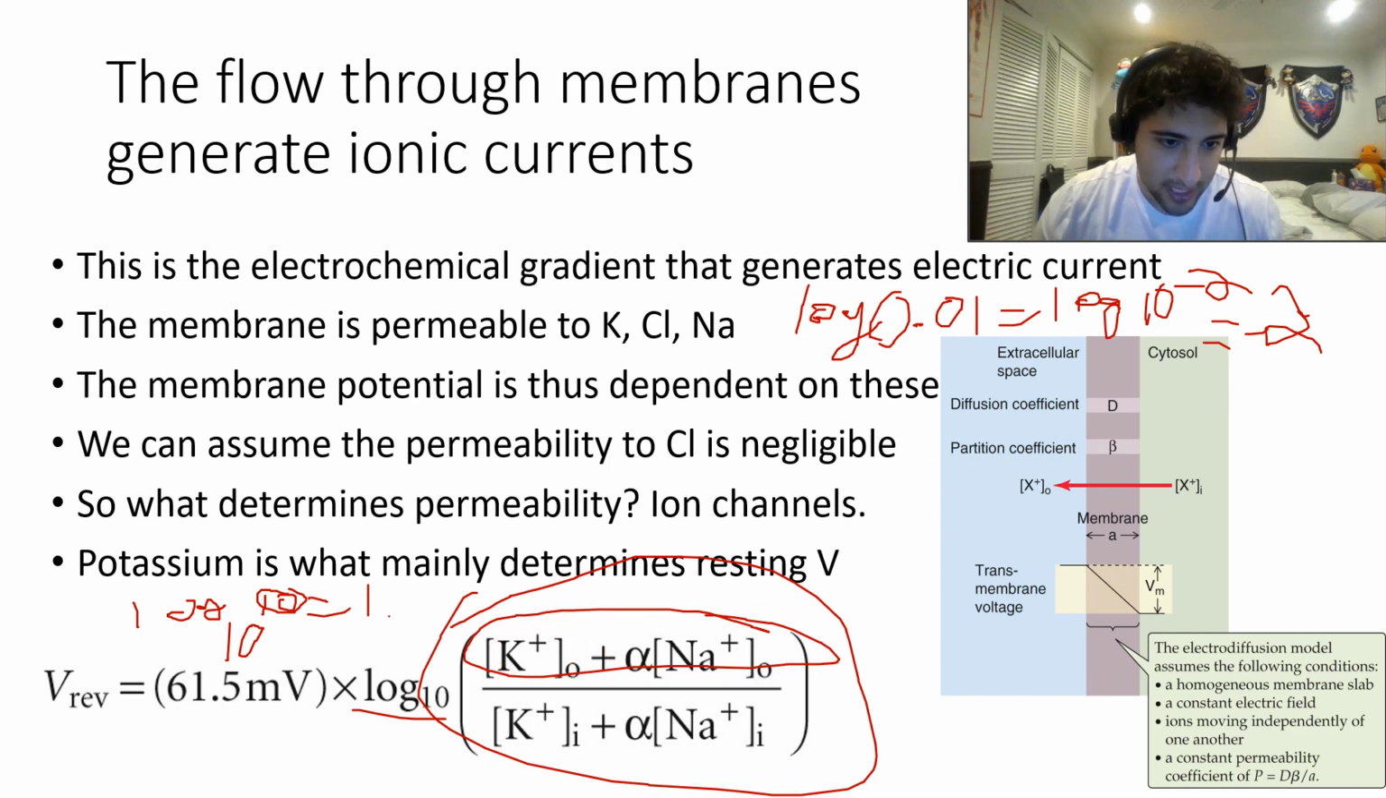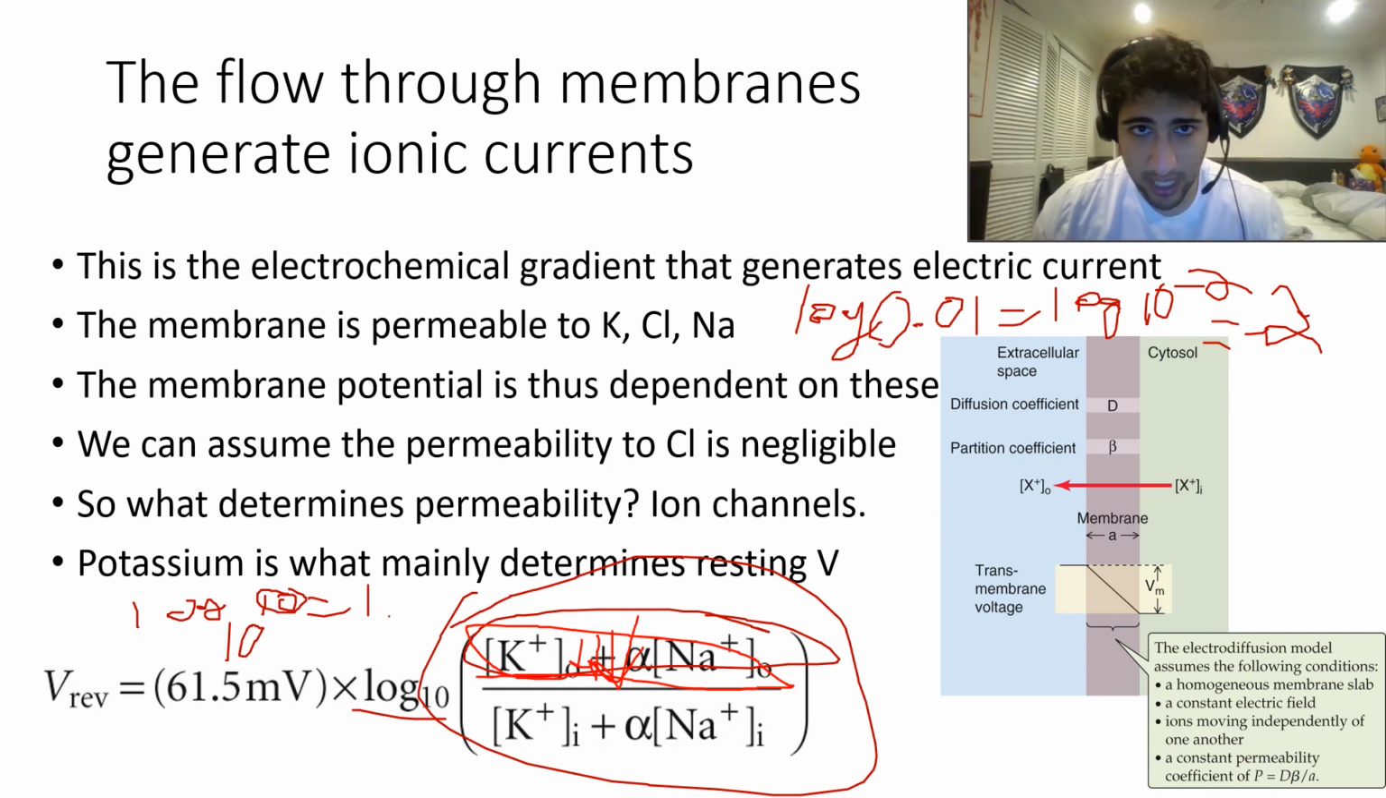Likewise, if you decrease the potassium outside the cell in states like hypokalemia, the term in the numerator becomes less, so you get even less than 10, and you become even more negative, right?